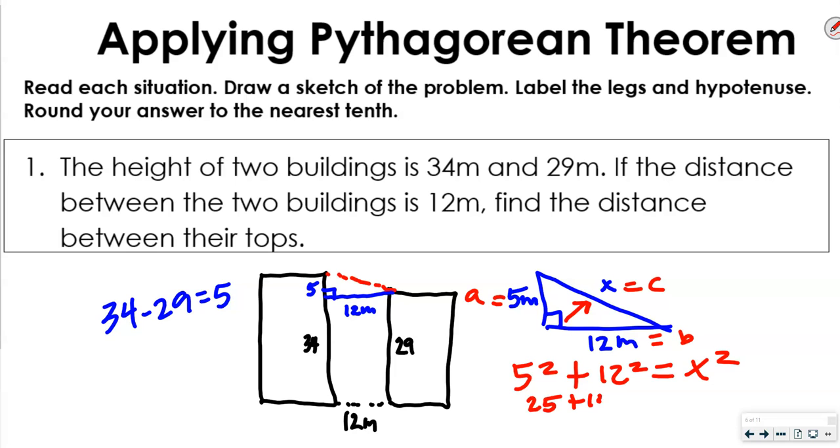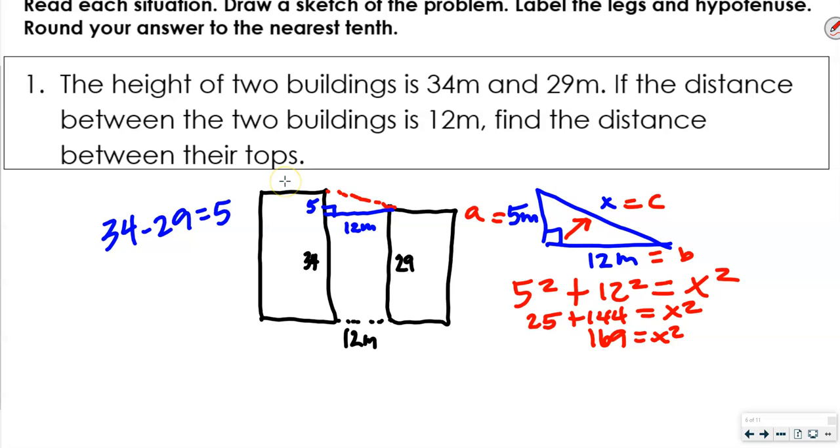25 plus 144 equals x squared. This is 169 is equal to x squared. So what do we do now? We take the square root of both sides, don't we? To get rid of the x squared. So this is 13 is equal to x, and that's going to be 13 meters. And that's our answer, okay?